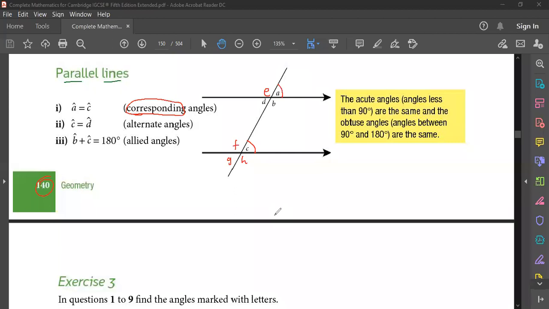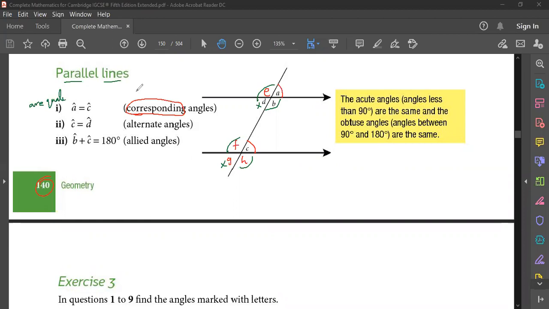E and F. Yes, they are corresponding. B and H. Yes, they are corresponding. G and D. Yes, they are corresponding. So corresponding angles are equal.